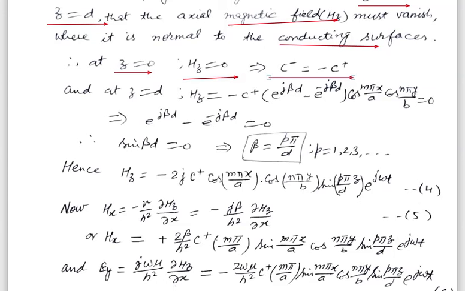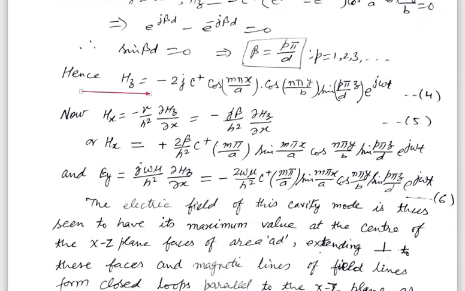Substituting the value of beta, the expression for the magnetic field will be given by Hz equal to minus 2 j C plus cos(mπx/a) cos(nπy/b) sin(pπz/d) e raised to the power jωt. Other field components, Hx and Ey, can be evaluated.